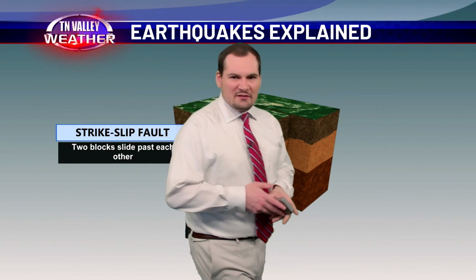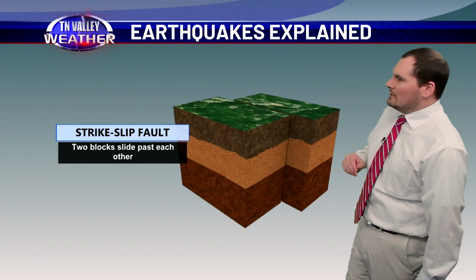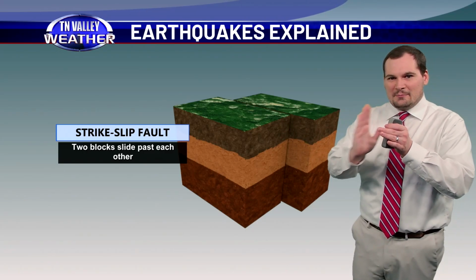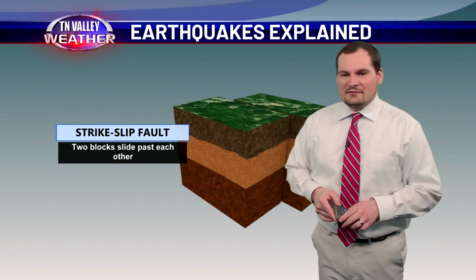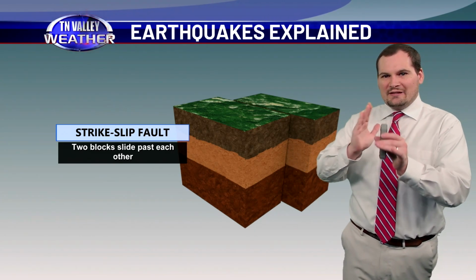But then there's another one. This is probably more common across our neck of the woods, and it's called a strike slip fault. And that name kind of gives it away. What is it doing? Well, it's striking and slipping right along that fault line. So you're not getting any upward motion, you're not getting any downward motion, you're just going side to side.